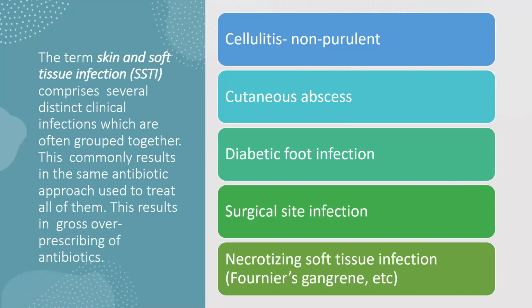For most of the studies that we read about, they're all thrown together into one pile and grouped together for treatment. This commonly results in the same antibiotic approach being used to treat all of them. The same approach may go for a diabetic foot infection as for cellulitis or a cutaneous abscess. And this results, as we'll see, in the gross overprescribing of antibiotics. Next slide.